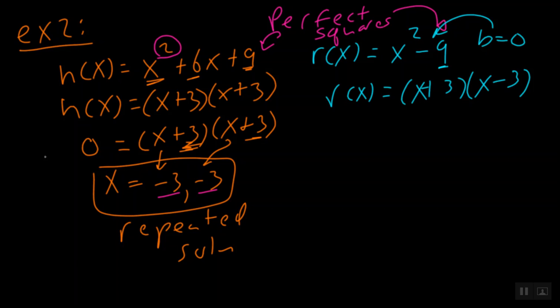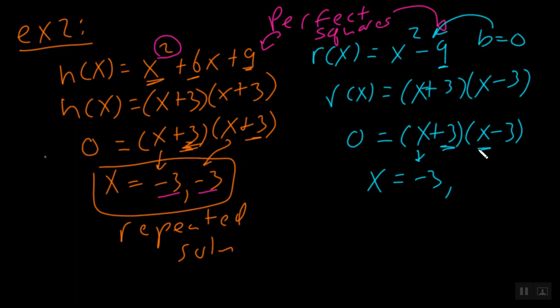So if I want to go ahead and solve this for x, well, I would say 0 is equal to x plus 3 and x minus 3. And here we would say x is equal to the opposite of positive 3, negative 3. And here x is equal to the opposite of negative 3, which would be positive 3. Alright, let's go ahead and try one more round, and I promise at the end of this you're going to crush it.